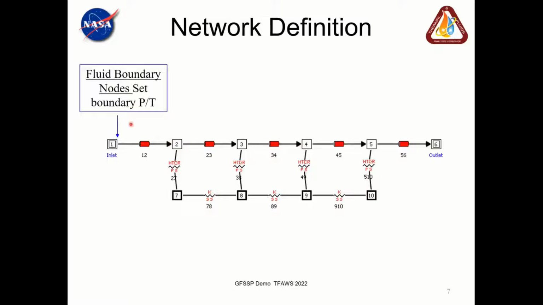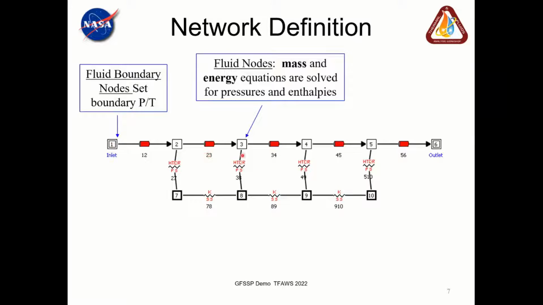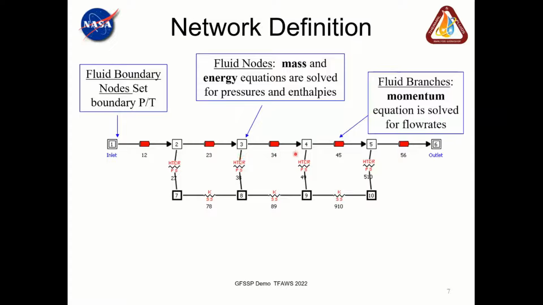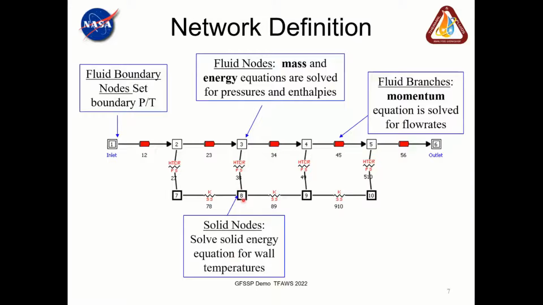Okay, so let's talk about the boundary nodes. We have got two types of node. One is the boundary node, which is expressed as a kind of double square. That's where you provide the pressures and temperatures. Then you have the internal nodes, where you solve the mass and energy conservation equations to get the pressures and the enthalpies. Then you have the branches, where you solve the momentum equations to get the flow rates. And if it is a conjugate heat transfer, which means you want to handle the heat transfer between the solid and the fluid, then you need to include the solid nodes, where you solve the energy conservation equations.